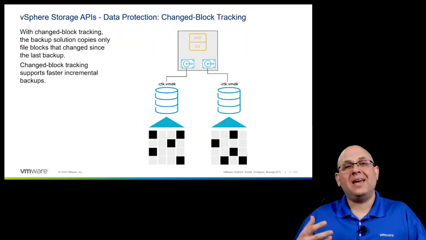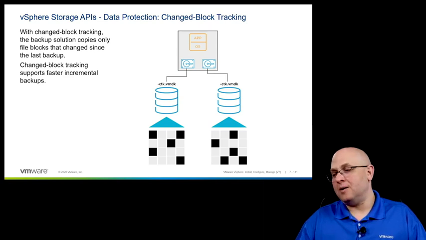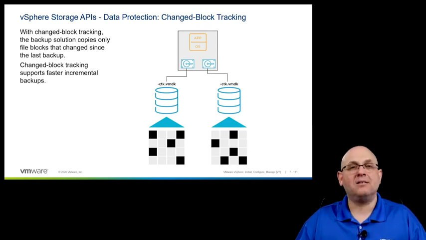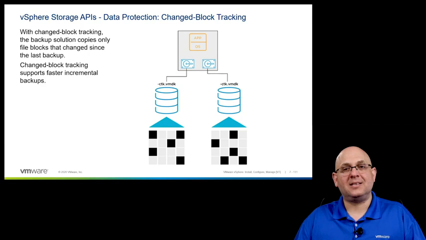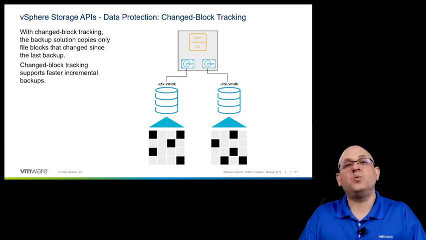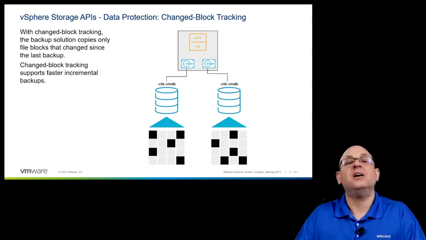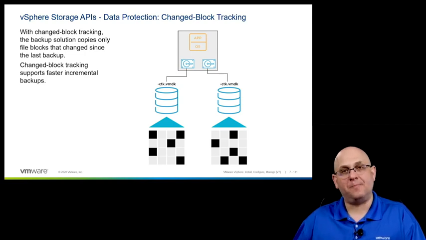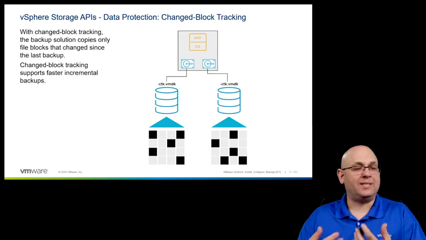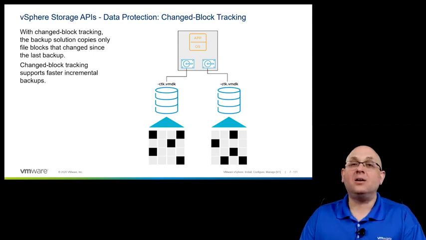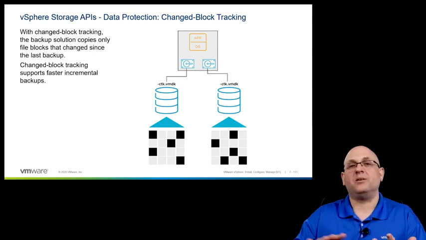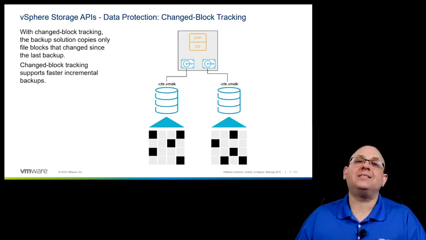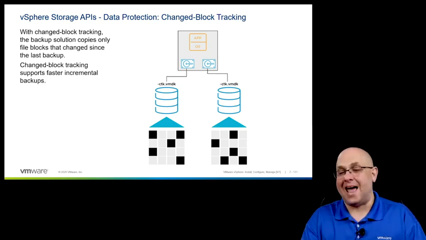So the way that we can do this super efficiently is by building something called a ctk.vmdk file, or a changed block tracking file. What this ctk.vmdk file does is simply make note of the blocks within a virtual disk that had changed since the last time the VM was backed up. Then, when it comes time to back up that virtual machine, we simply read the CTK file. It tells us which blocks to back up. We copy those blocks to the backup server and reset the CTK VMDK file for the next day.